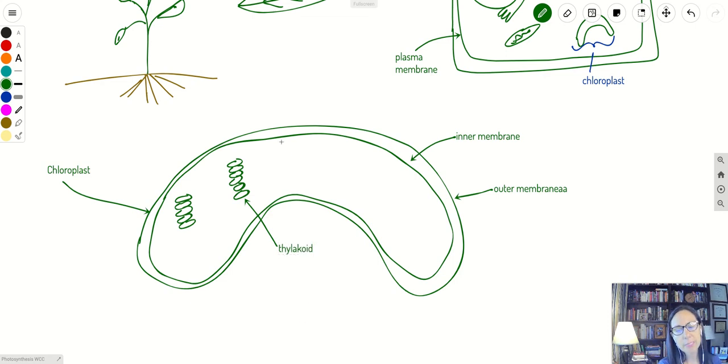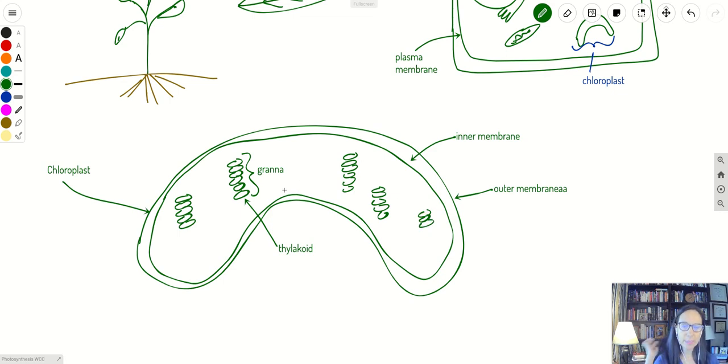And a whole stack of thylakoids is what we call a grana. Okay, so thylakoid is one disc, grana is a stack of thylakoids. And the whole inside of the chloroplast has all these thylakoids, and they're actually all connected to each other. So just imagine the whole chloroplast is filled with these thylakoids, okay?